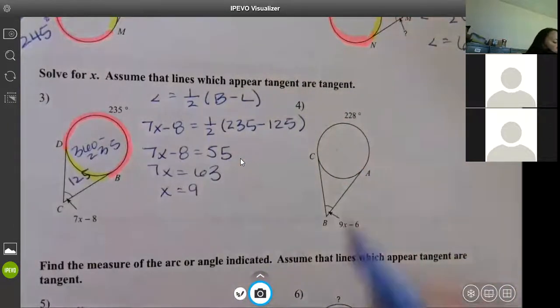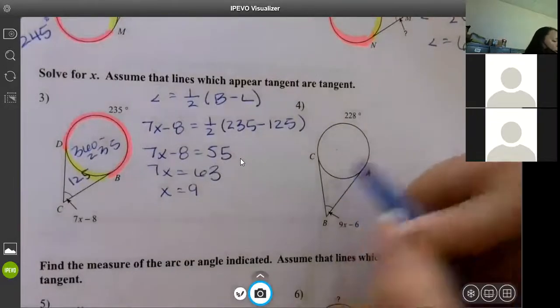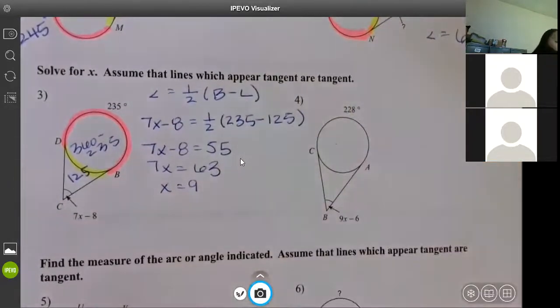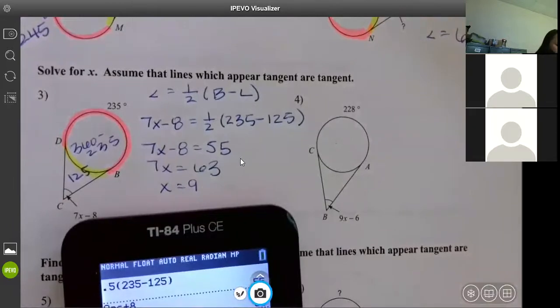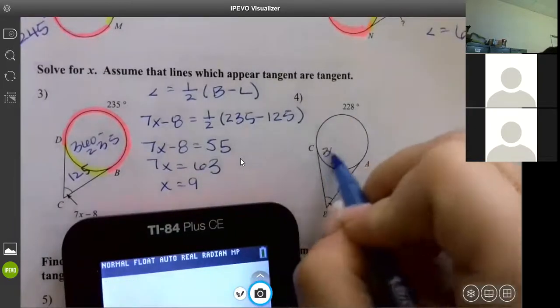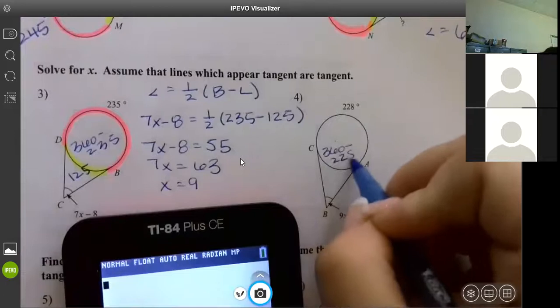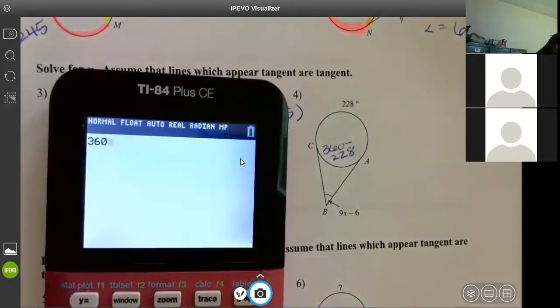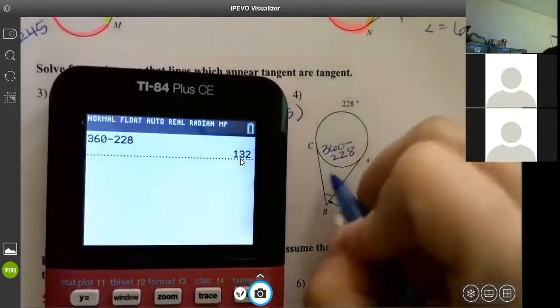We have the big arc. We need the middle arc, or this middle part right here. How do I find that? 360 minus 228, which gives me 132.